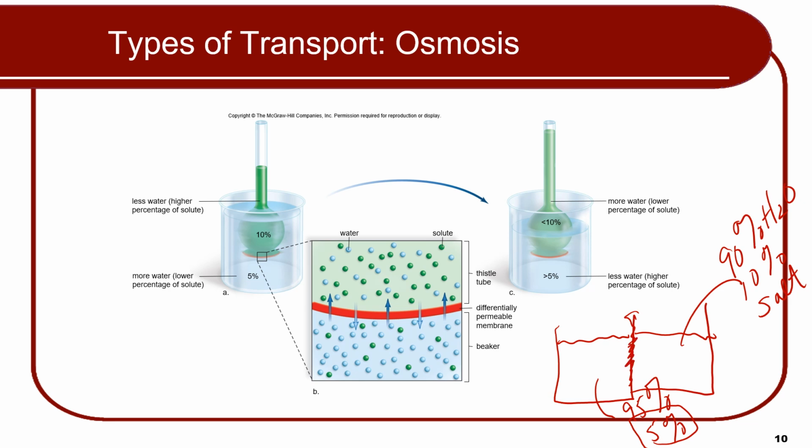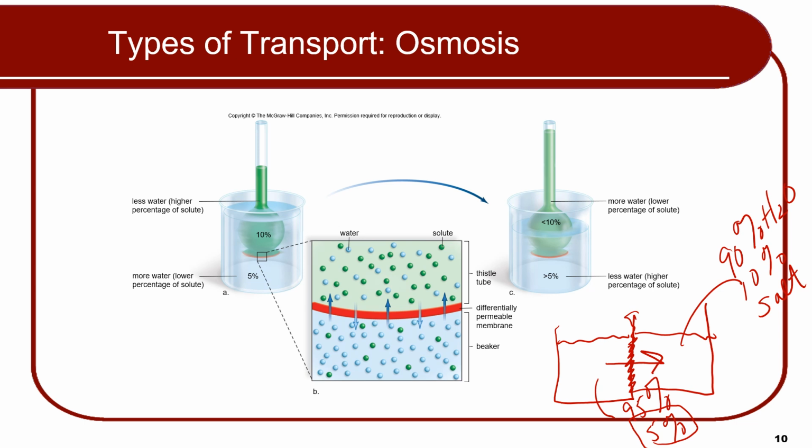So if there's a membrane here that water can get through, but salt can't, if salt can get through too, it doesn't matter. They'll both reach equilibrium. The water will go from this side to that side until it reaches equilibrium. And that's what it's showing us here.